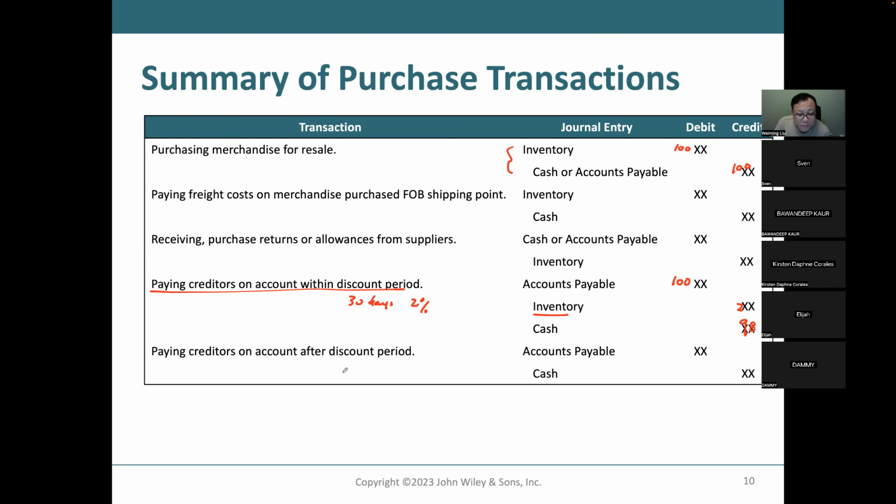If you made the payment in 40 days, that means you already missed that discount period, so you have no discount. Then your accounts payable will be 100, and the cash will be 100. So you can see this scenario is with discount, and this one is without discount.